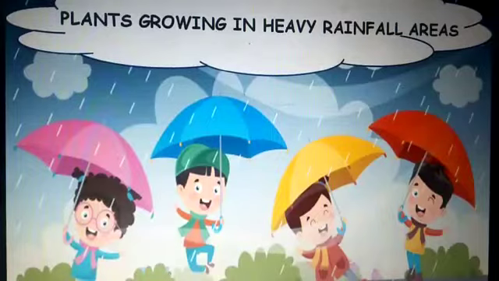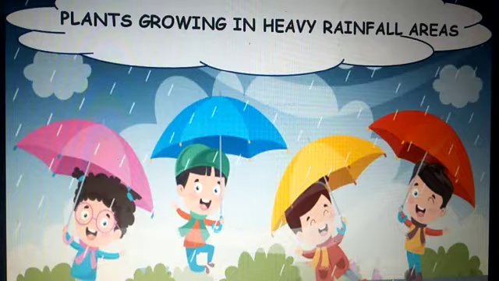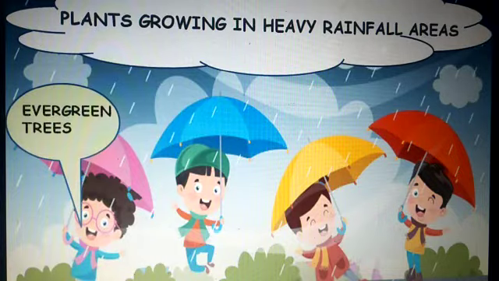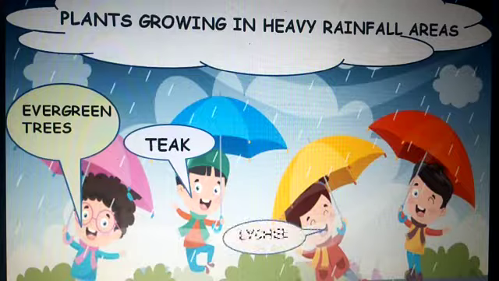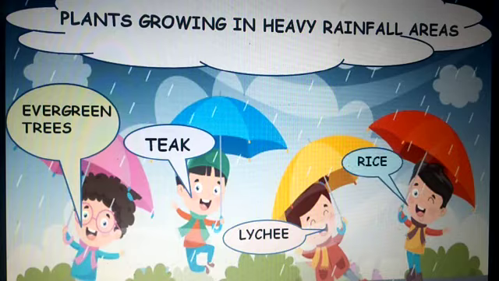Now let's hear about plants growing in heavy rainfall areas. Plants grown here are evergreen, which means they do not lose their leaves. Some examples of these plants are teak, lychee, and rice, etc.